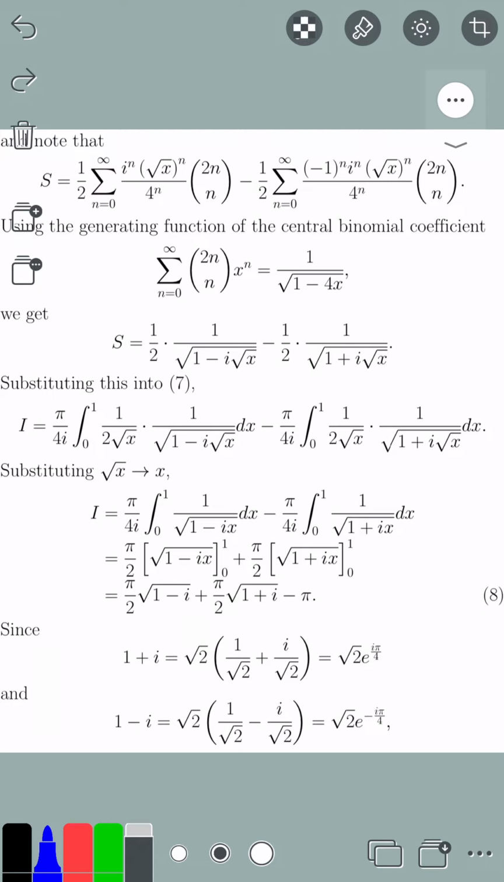And then 1 minus i is equal to square root of 2 times 1 over square root of 2 minus i over square root of 2, which, using Euler's formula, is equal to square root of 2 times e to the power of negative i pi over 4.